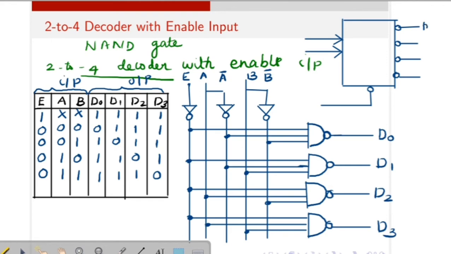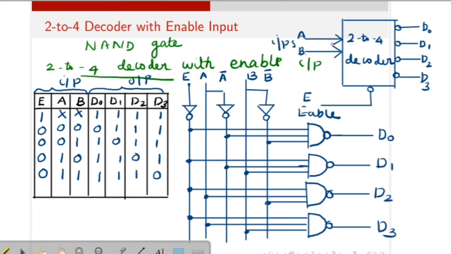So here it is D0, D1, D2, D3, and here we write it as 2 to 4 decoder. Clear? So this is enable input E. Okay, so these are the inputs AB. Clear? So this is the block diagram of the 2 to 4 decoder. 2 inputs AB, enable input, that is 0, that is why here we draw a bubble. Bubble indicates it is negative.